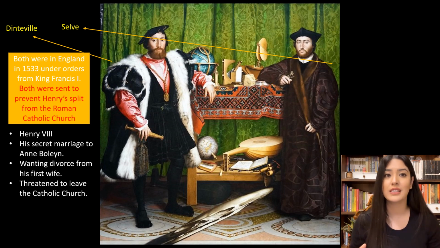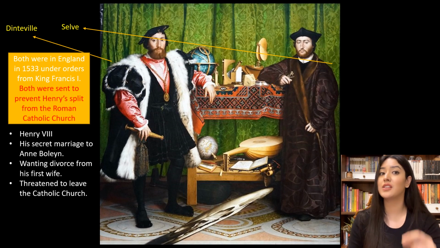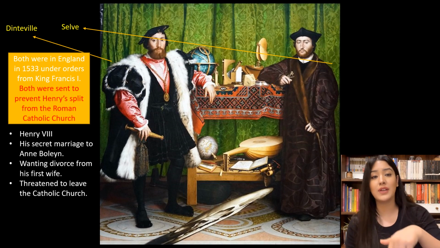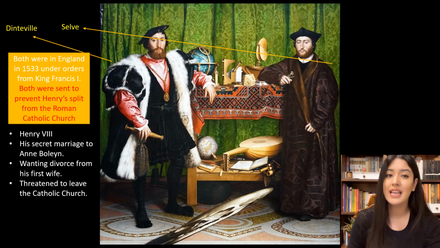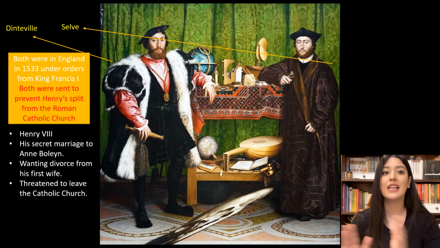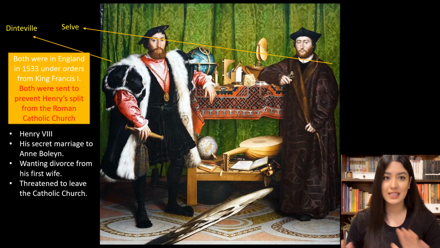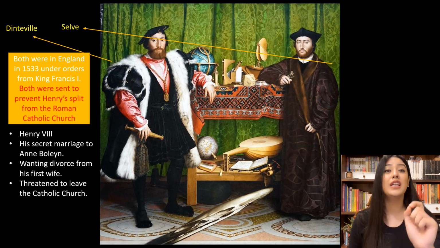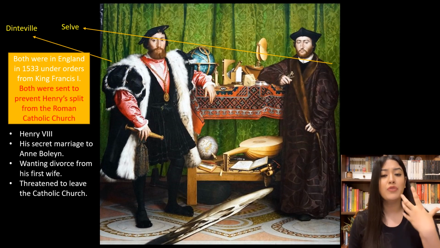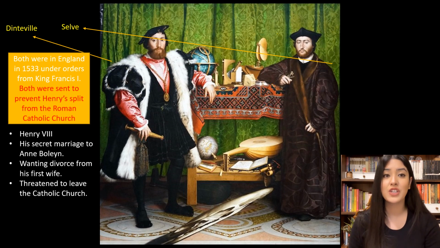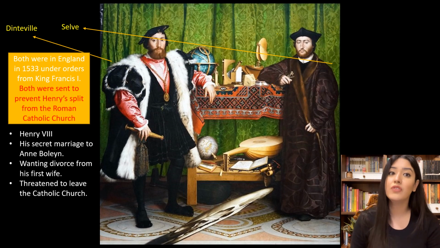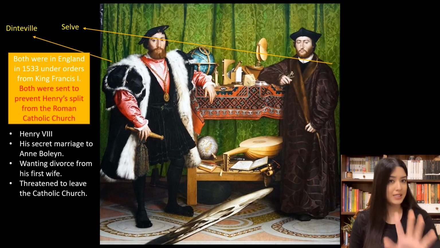This was the conflict, that he wanted his first marriage to be annulled, and this was not allowed by the Roman Catholic Church. So he initiated the Reformation, where he declared himself the head of the Church of England. This did not sit well with the Pope, and it led to his excommunication. Okay, so this is clear, I hope. And in order to negotiate, in order to prevent Henry's split from the Roman Catholic Church, that's why Dinteville and Selve were sent. Okay, so I hope this is clear now.